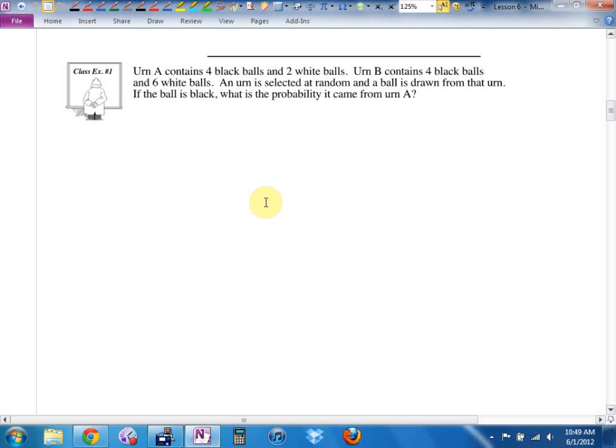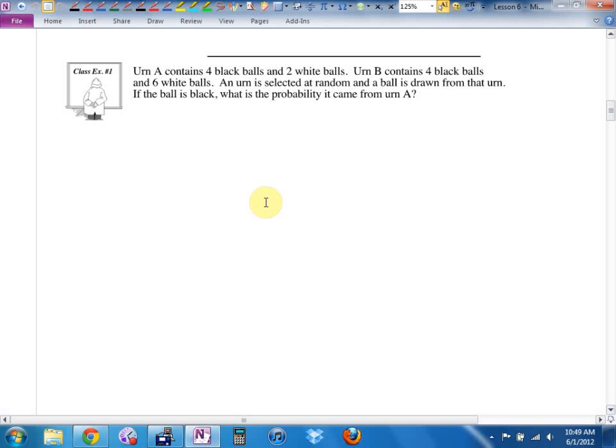Urn or jar A contains 4 black balls and 2 white balls. Jar B contains 4 black balls and 6 white balls. An urn is selected at random and a ball is drawn from that urn. So the first thing, select a jar. Second thing, select a ball. If the ball is black, what's the probability that it came from urn A? I think they're telling me the second thing and they want to know the odds of the first thing. This is a job for a tree and it's going to be conditional probability.